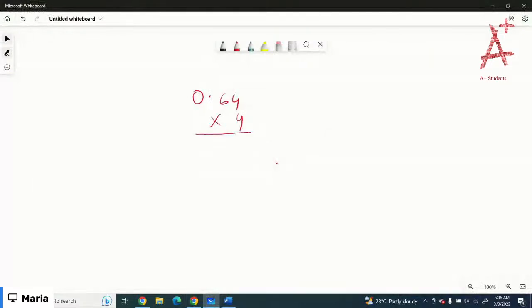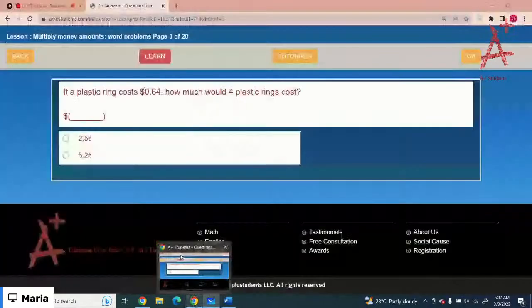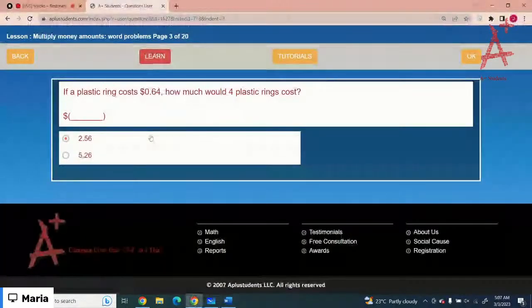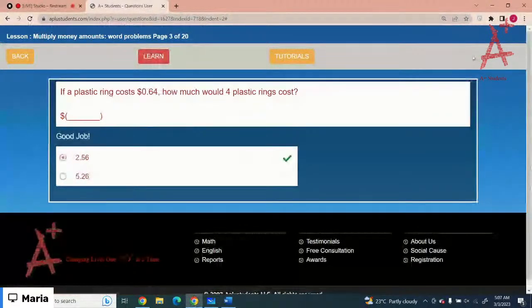So 4 times 4 makes 16. Write a 6 here and carry 1. 4 times 6 is 24 and 1 is 25. So you have to move decimal point 2 places left, from here to here. It would be 2.56. Got it? Yes, Vijinder, you're right. So 2.56 is the correct option. Option number 1 is the correct option. Got it? Yes, Nadia, it is 2.56.